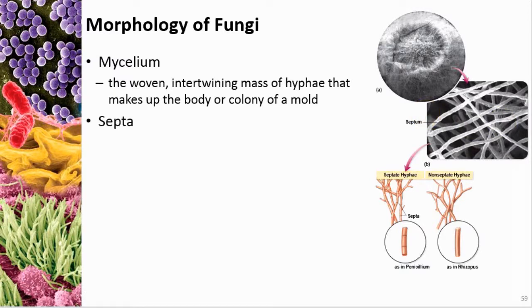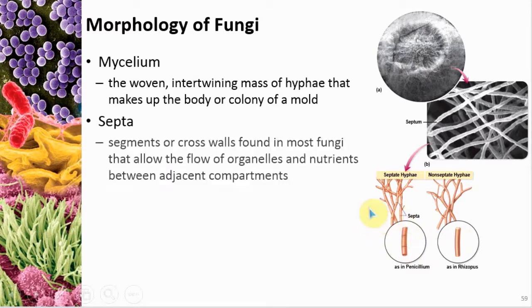Septa. If you look at this picture on the left, you can see how this is all one continuous piece, but this one here is divided. A septum is nothing, it's just a wall. That's what the word means. Some of these are segmented, and what separates the segments is a wall that we call septa.